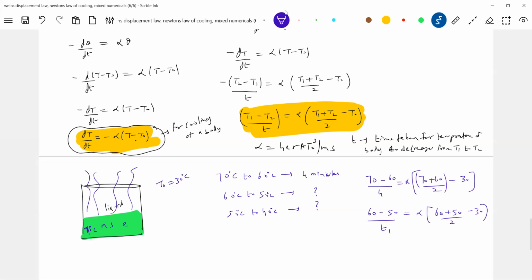Then similarly, the time taken for the temperature, again dividing the equations, will get T1, T2. Anybody value of T1? I need not bother about alpha.